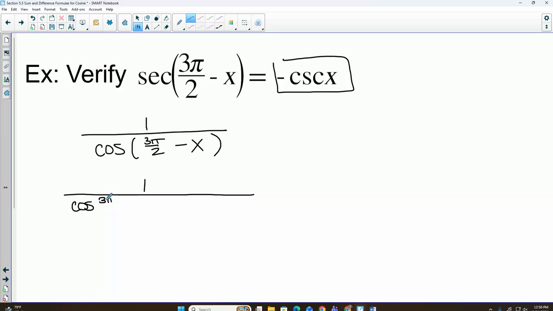So cosine of A, cosine of B, plus sine of A, sine of B.